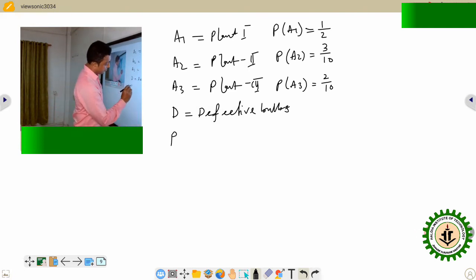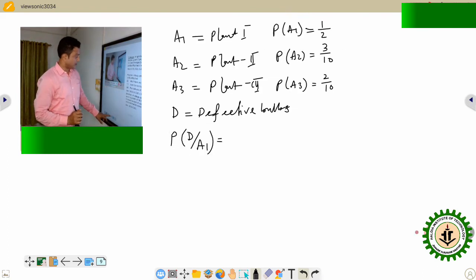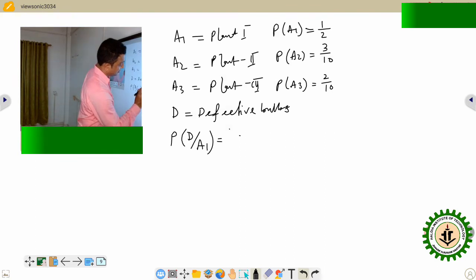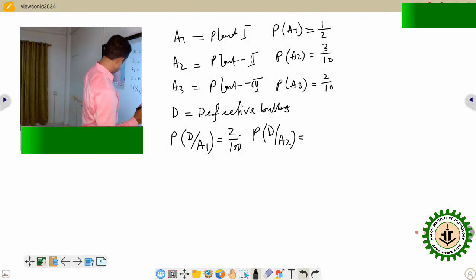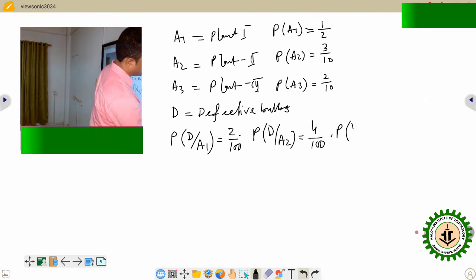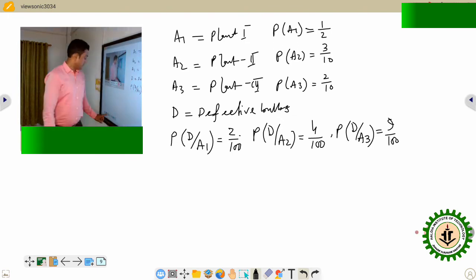Now, the probability of defective bulbs when produced by plant A1 is 2%, so 2 by 100. The probability of defective bulbs from plant 2 is 4%, so 4 by 100. And the probability of a defective bulb from plant 3 is 9%, so 9 by 100. Okay. Next, look at this.